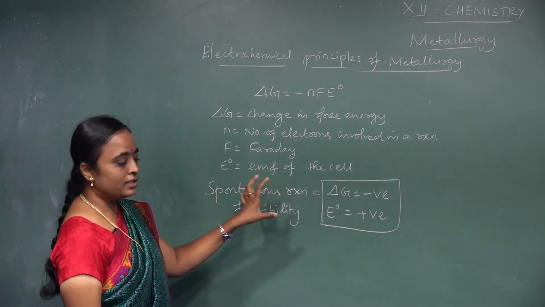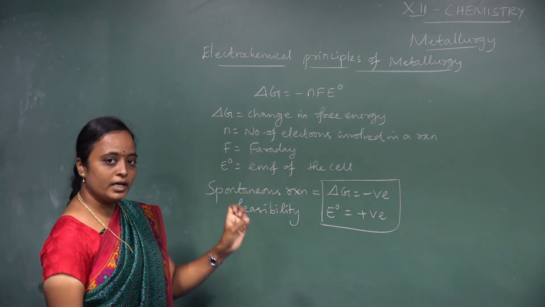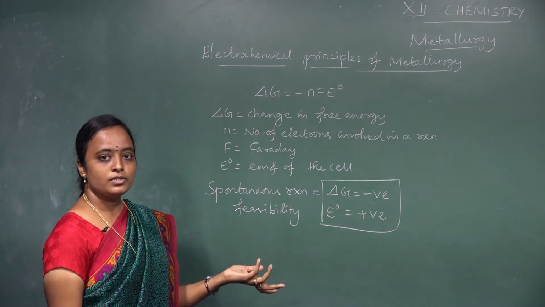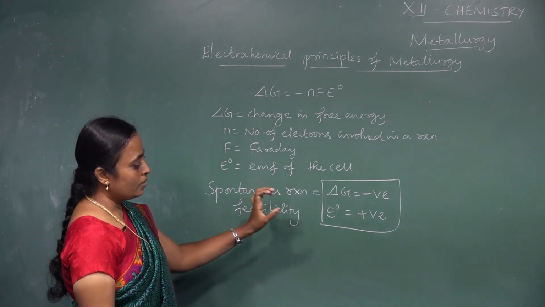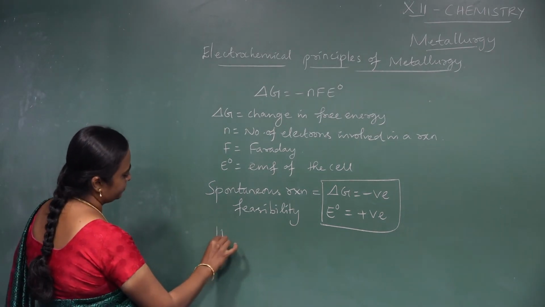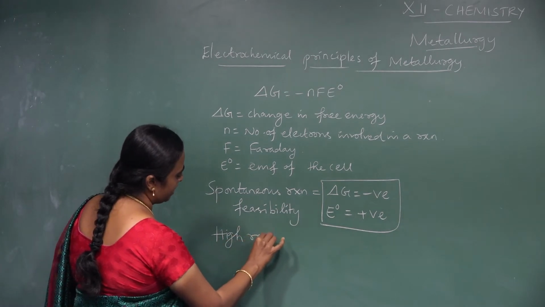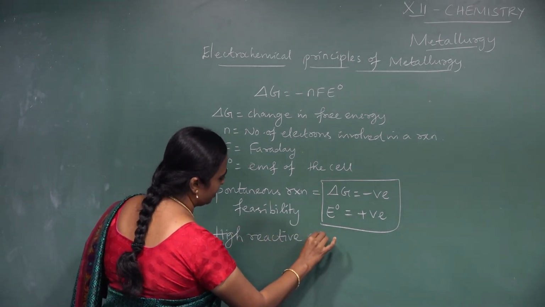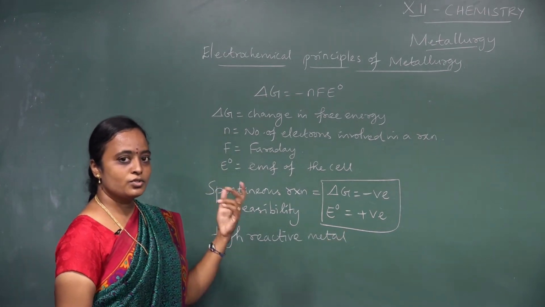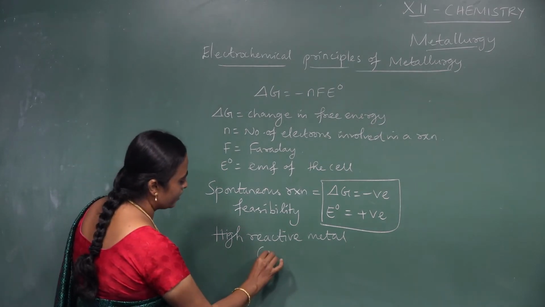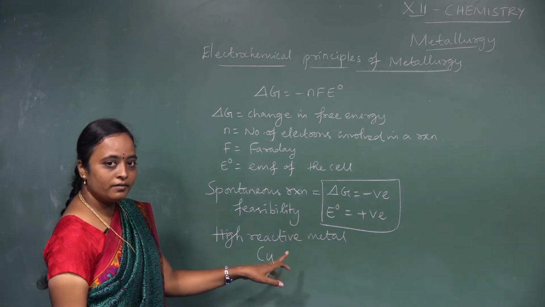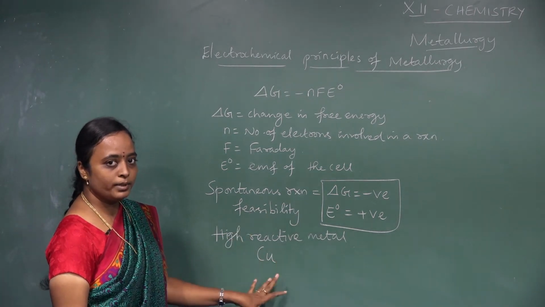The condition is that we get the metal from its metal salt, and those metal ions can be reduced by using a suitable reducing agent. Take a highly reactive metal. I am not talking about very highly reactive metals like sodium and potassium. Take copper; its reactivity has to be compared with silver. Compared to silver, copper should be more reactive.